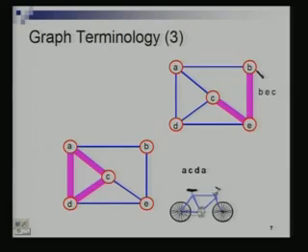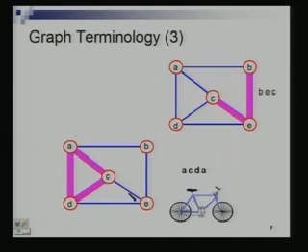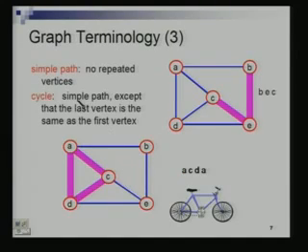In the previous slide, we had an example of a path which is not simple. This is not a simple path because vertex E is repeated here. So, a cycle is a simple path except that the first and the last vertices are the same. That is what a cycle is.